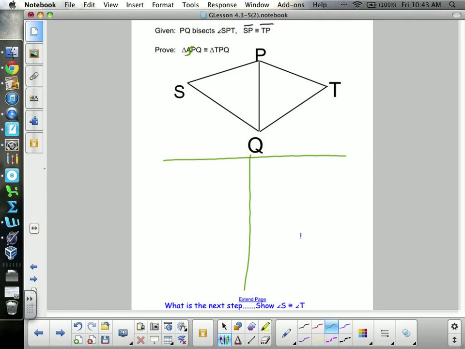So we're going to start with PQ bisects angle SPT. Would that mean QT bisects angle SQT? No. It is not. It does not go both ways necessarily.